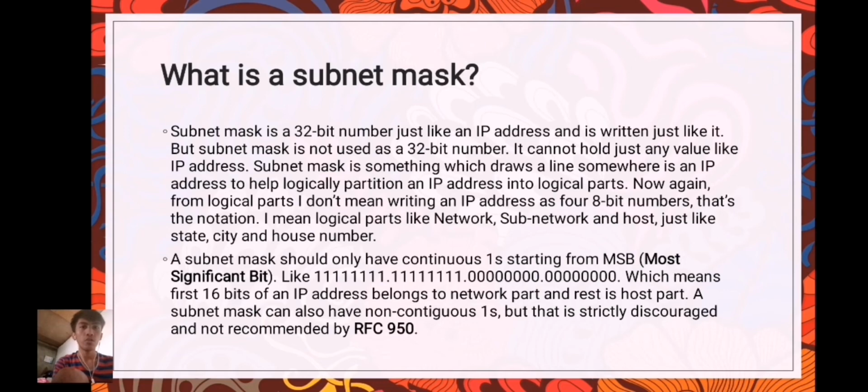A subnet mask should only have continuous ones starting from the MSB, or most significant bit, like 11111111.11111111.00000000.00000000, which means the first 16 bits of an IP address belong to the network part and the rest is the host part. The subnet mask can also have non-continuous ones, but it is strictly discouraged and not recommended by RFC 950.